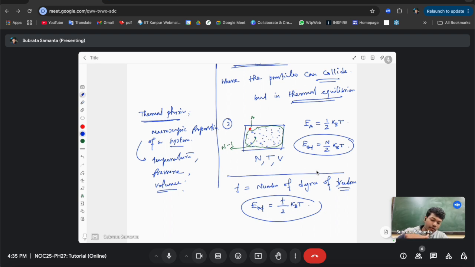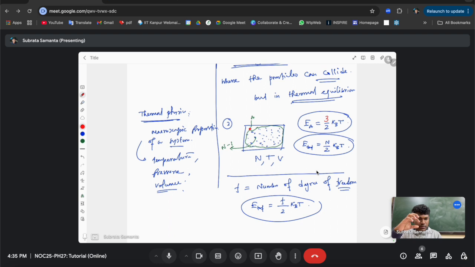So far I considered a container that is one dimensional, but if you consider a volume, let's say a box, that means each molecule can also move in three directions: x, y and z directions, right? So when I say the energy E_A, this is not half kBT. If you consider a 3D box, each molecule can move in three directions, so that is basically 3 by 2 kBT.